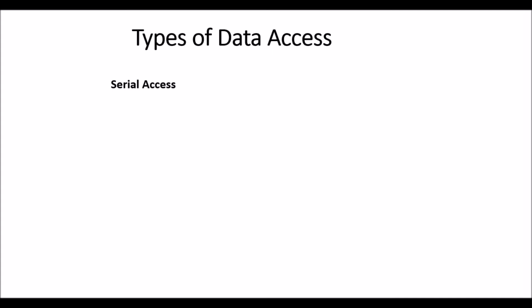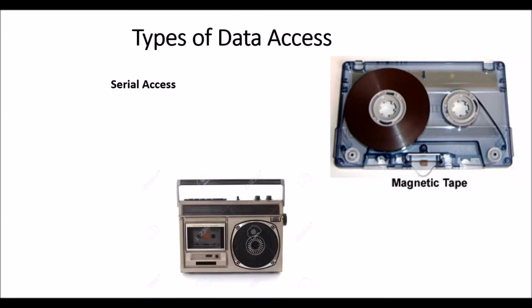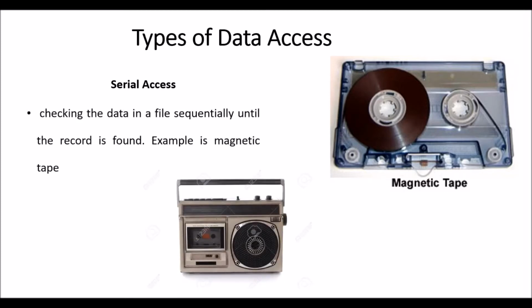Now, one of the things you're supposed to know here is what we call types of data access. The first one is serial access. I'm pretty sure you should have seen something like this before. We call it magnetic tape. Of course, a long time ago, we used to use it for radio cassettes. In serial access, the computer checks the data in a file sequentially. The keyword here is sequentially, until the record is found. So this is an old technology of saving your data.